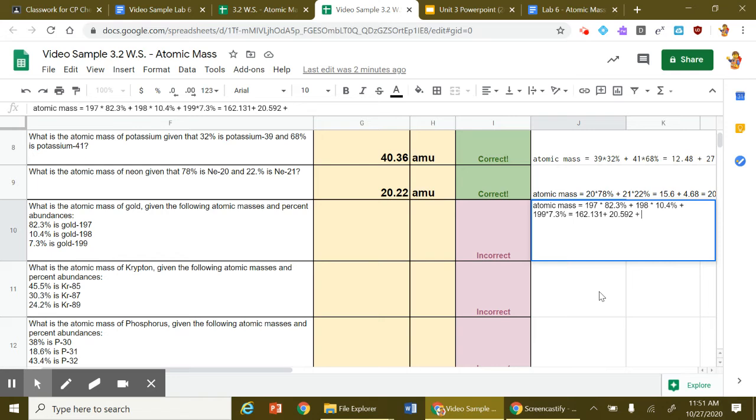Plus the last one, which is 199 times 7.3%. Now listen, guys, this is where people often mess up. 7.3% is the same as 0.073. It's not 0.73, that's 73%. It's 0.073, that's 7.3%. Or you could just use the percent value in the calculator or on a search bar, okay? So that is 14.527. Okay, add them all up.